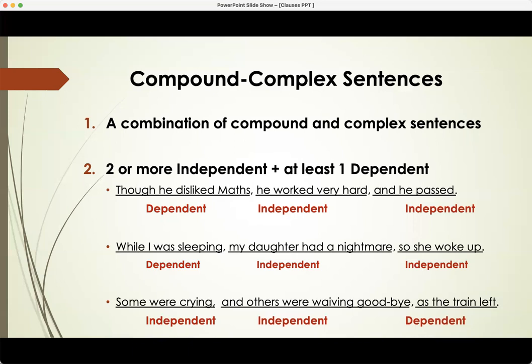Now, in the final example, the order is reversed. Some were crying, and others were waving goodbye, as the train left. So here the final clause is the dependent, so it's put at the end of the sentence. Some were crying and others were waving goodbye as the train left. So again, we have two independent and one dependent, and that's another way to create a compound complex sentence.